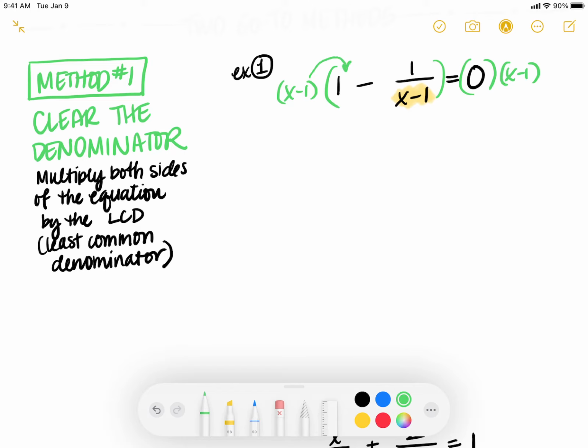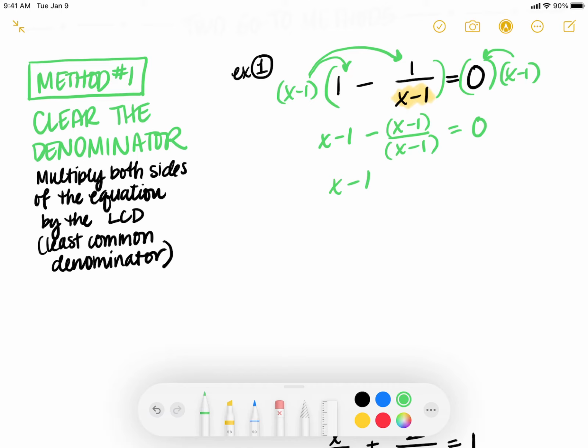So x minus 1 times 1 is just x minus 1. X minus 1 times 1 over x minus 1, well, this is what it looks like. It looks like x minus 1 all divided by x minus 1. Again, that's the factor x minus 1 divided by the factor x minus 1. And 0 times x minus 1 is still 0. So here we see why clearing the denominator is such an effective method. This right here, x minus 1 divided by x minus 1, is just itself. It's just equal to 1. Anything divided by itself is just 1.